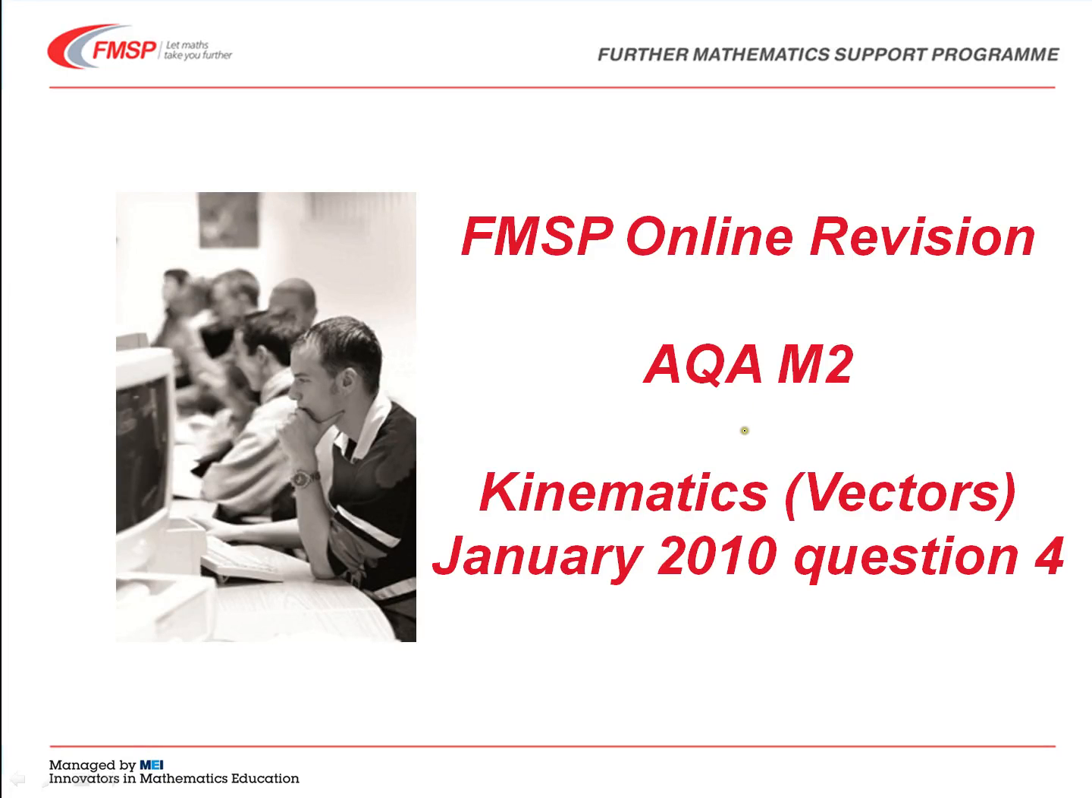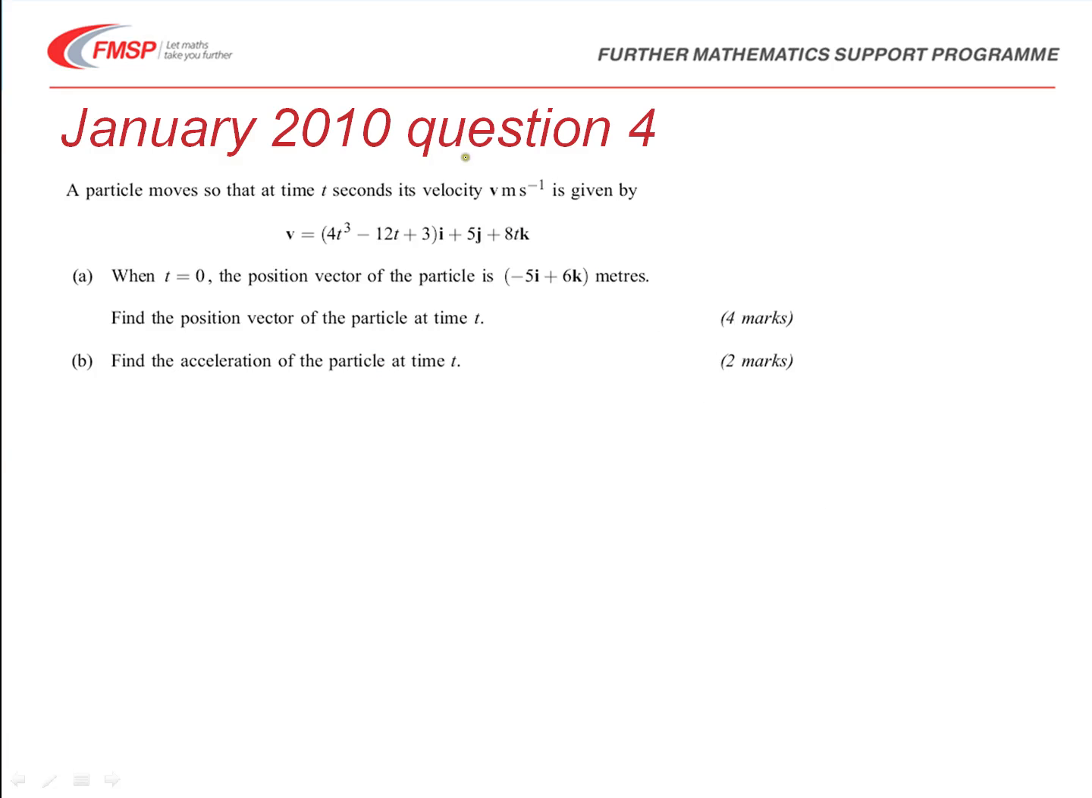Well, welcome to this online revision session for AQA M2, in which I will be considering the January 2010 question 4 on kinematics involving vectors. As you can see, you are given the velocity at time t of a particle in terms of i, j and k, where i, j and k are the base vectors, i being in the direction x, j being in the direction y and k being in the direction z.